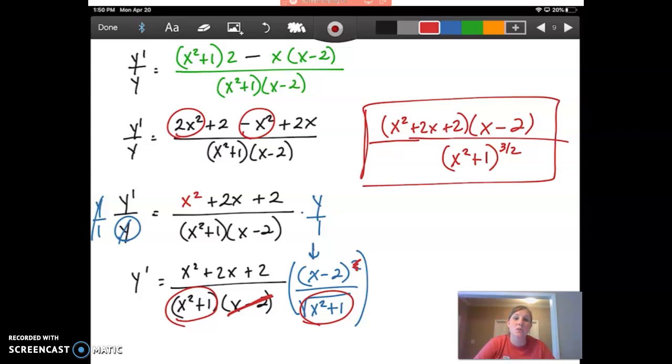Had you worked this with quotient rule, you would have the same result. It might be written a little differently. You might have everything foiled out, but all in all, those answers would be equivalent. And that's it for this problem.